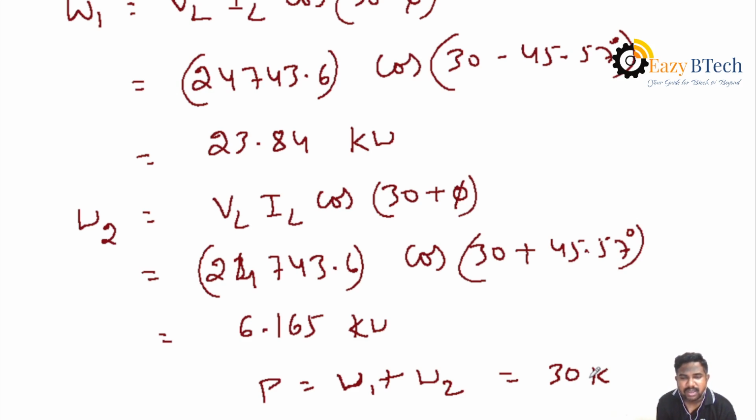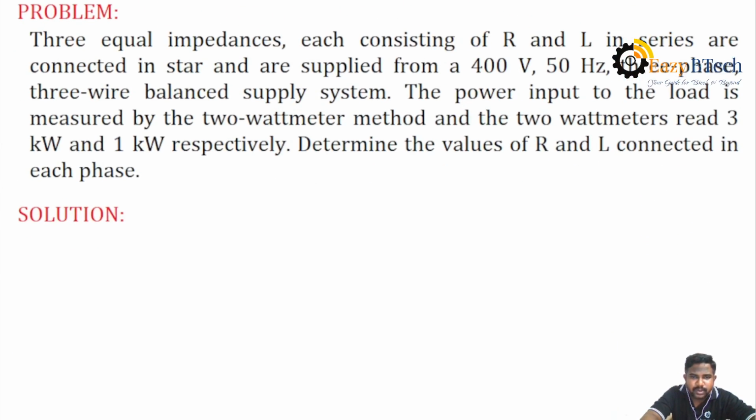So in this way, whenever the total power and power factor values are given in the problem, then by using the formulas VL IL cos of 30 minus phi and VL IL cos of 30 plus phi, you find the readings of W1 and W2. That is, by using the 2 wattmeter method we have two readings, W1 and W2. That is one model. And a very important model is to find the circuit elements by using the 2 wattmeter method. So this model is the most important.